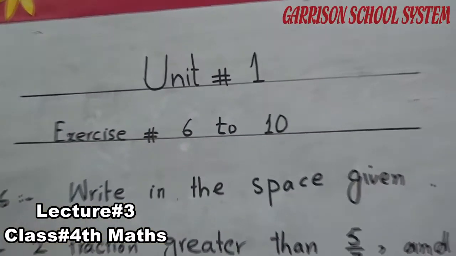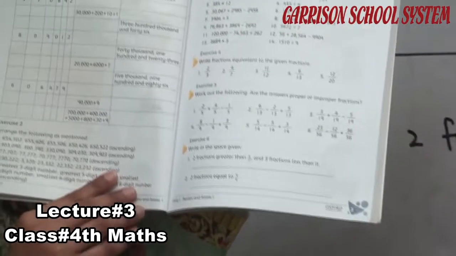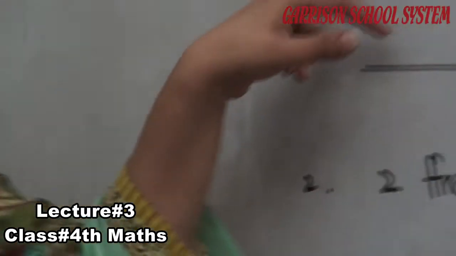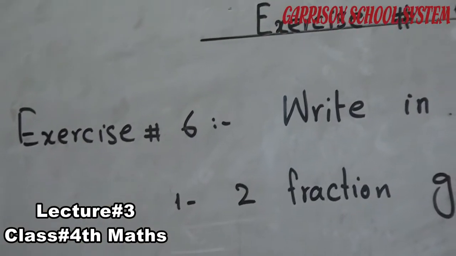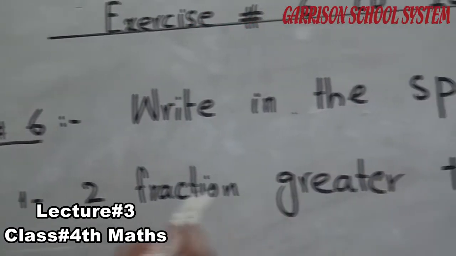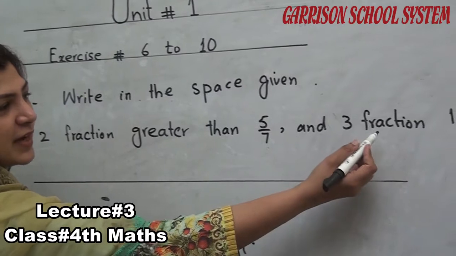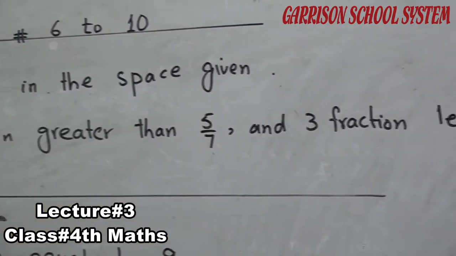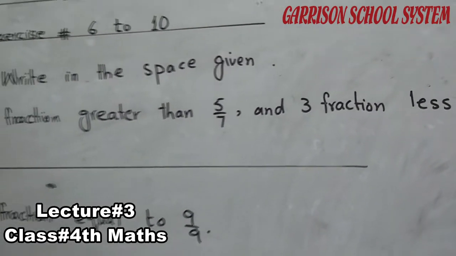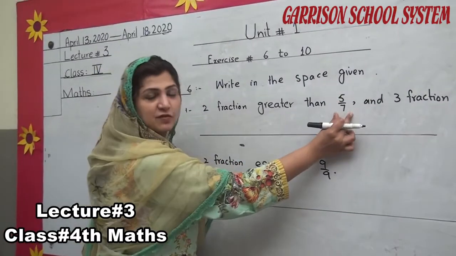So how can we solve the exercises? Students, you know very well, write in the space given. For example, exercise number 6 is: write in the space given 2 fractions greater than 5 by 7 and 3 fractions less than 5 by 7. 5 by 7 means I have to write a fraction greater than 5 by 7.